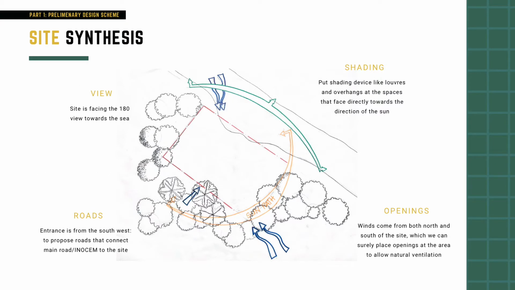To describe briefly the site synthesis, the building is orientated towards the 180-degree sea view to get a better engagement with the sea. Next, to propose roads which connect the site and the main roads, to put openings in the spaces that face directly towards the north and south directions which allow natural ventilation, and the last one, to put shading devices like louvers and overhangs to avoid direct sunlight.